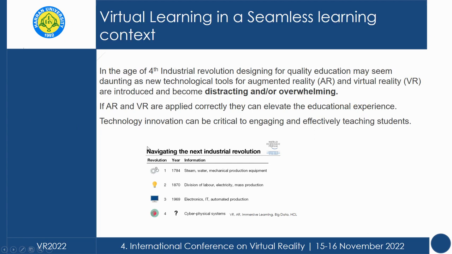Now, if we look into the future and also where we are now, we are really in a very interesting time. The fourth industrial revolution is upon us, and we need to ensure that when we design for quality education, we include augmented reality and virtual reality. And thus, I had this topic for today, which is virtual learning in a seamless learning context. So, if we include augmented reality and virtual reality correctly, they can elevate the educational experience. And I'll be showing you some videos as examples. The technology innovation can be critical to engaging and effectively teaching students. But if it's not designed correctly, it can become extremely distracting and overwhelming.